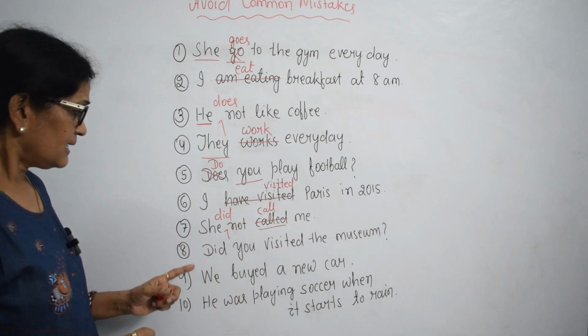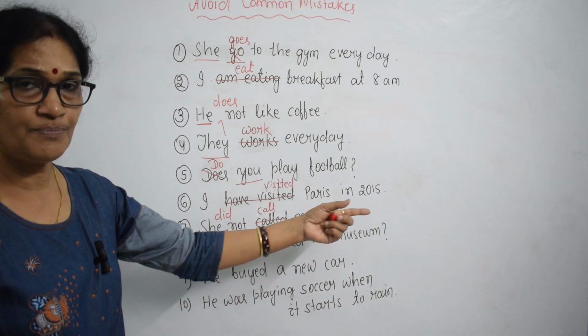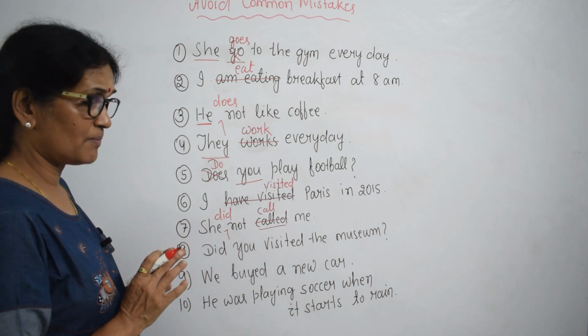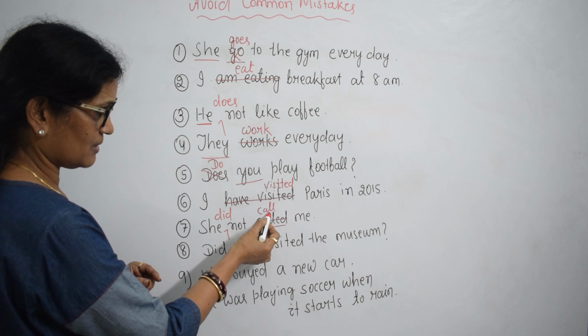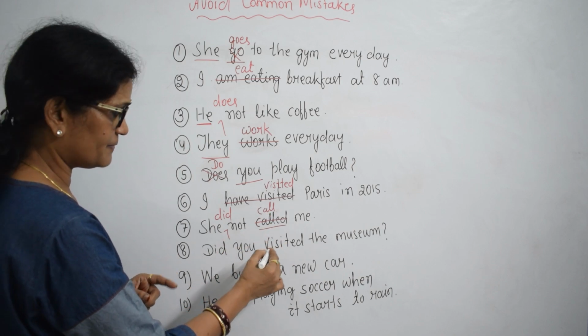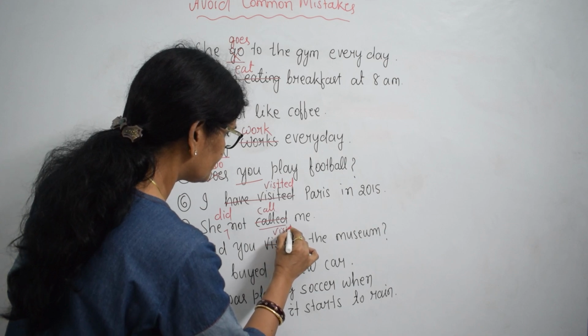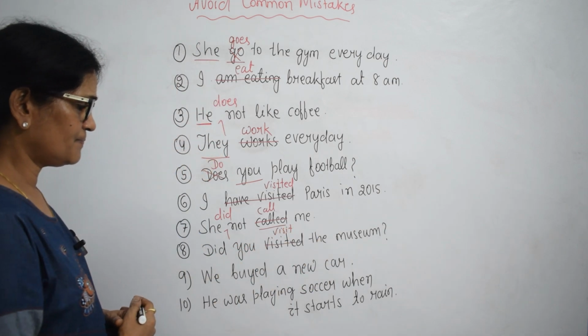Okay. Did you visit the museum? This is how did is followed by the base form of the verb. Did call. Did visit, not visited. Visit. Did you visit the museum?